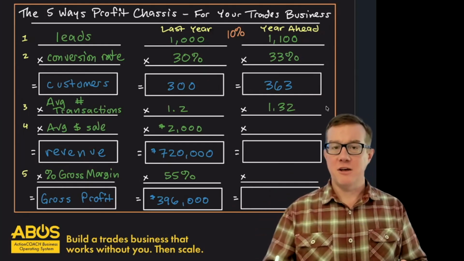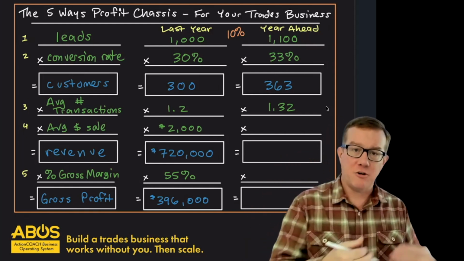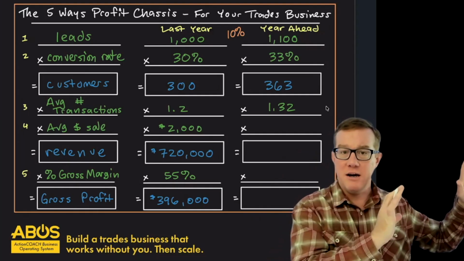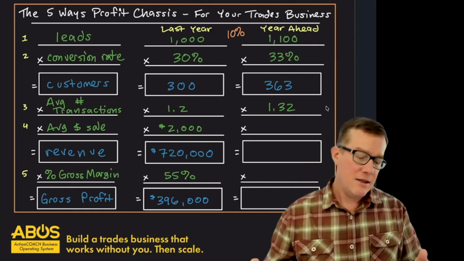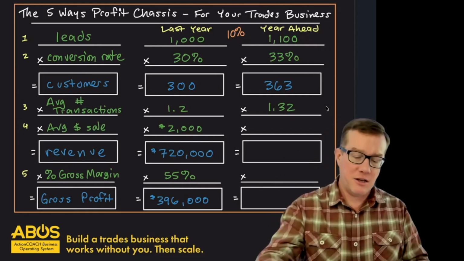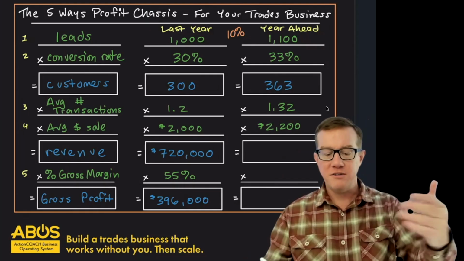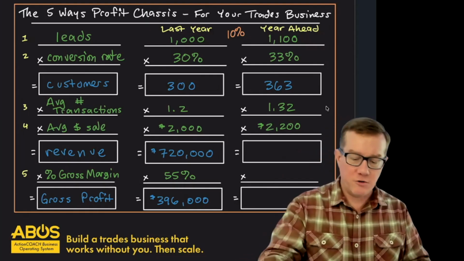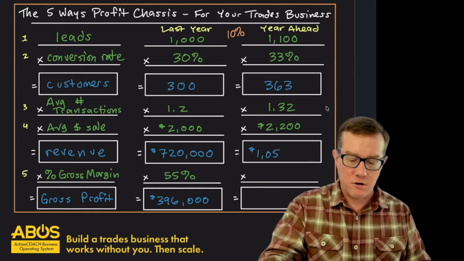Same thing with average dollar sale. Now, average dollar sale could be just a price increase, but it also could be add-on services. If you do plant health care in this tree business and you've only done tree removal before, you could add that service in, and some people choose to engage that. So the average dollar sale was $2,000 last year. A 10% increase on that number brings it to $2,200, right? So 363 by 1.32 by 2,200 means that the new revenue for this business year over year is $1,054,152.